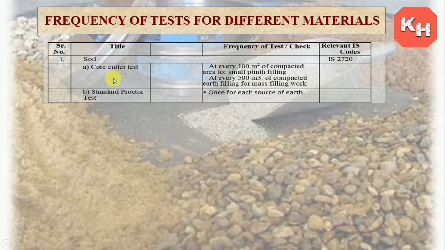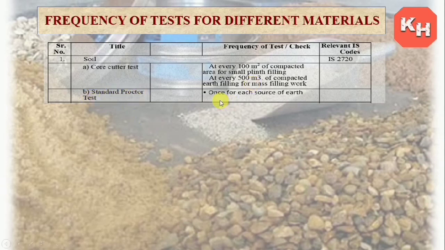For the core cutter test, the frequency is at every 100 square meter of compacted area for small field filling, or at every 500 m3 of compacted area for mass filling work. Remember that the frequency is based on the area mentioned. So the core cutter test is taken at every 100 square meter of compacted area for small filling and at every 500 m3 for mass or larger filling work.